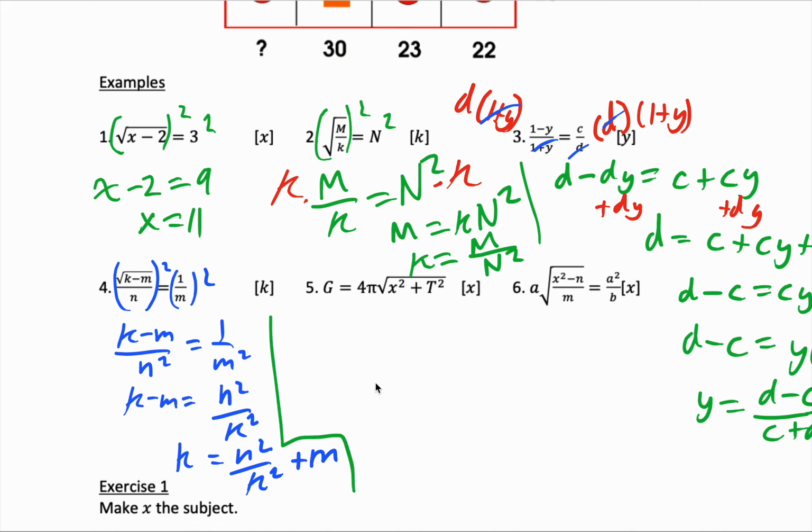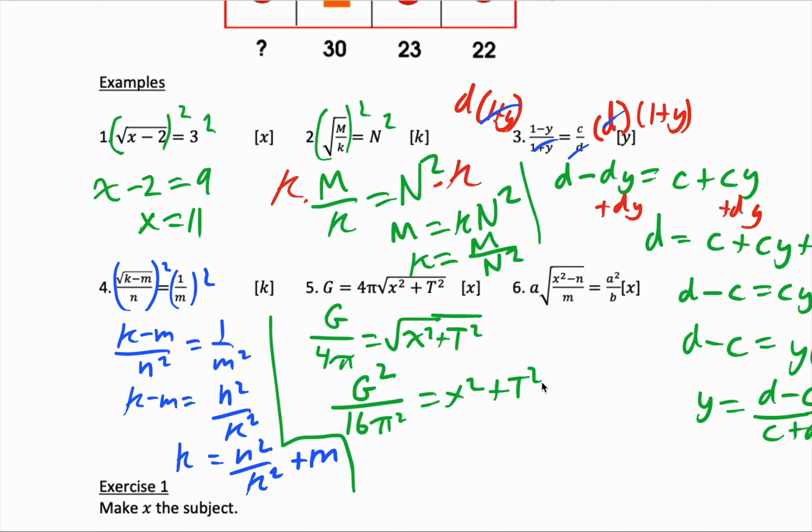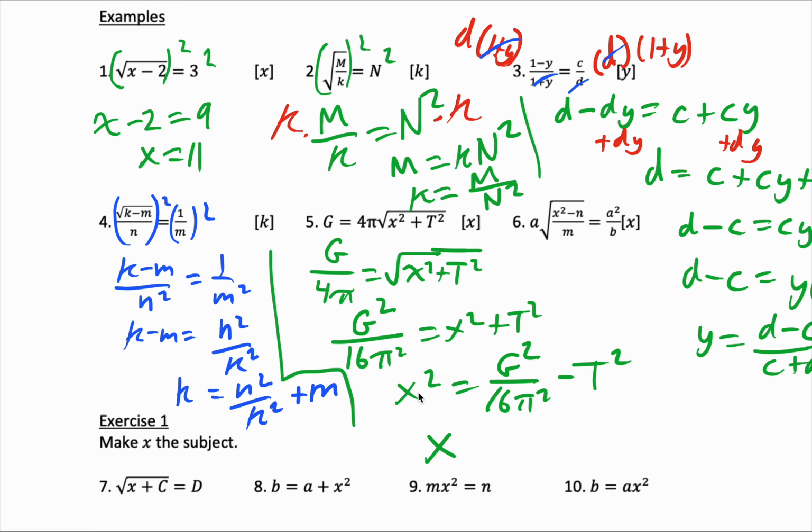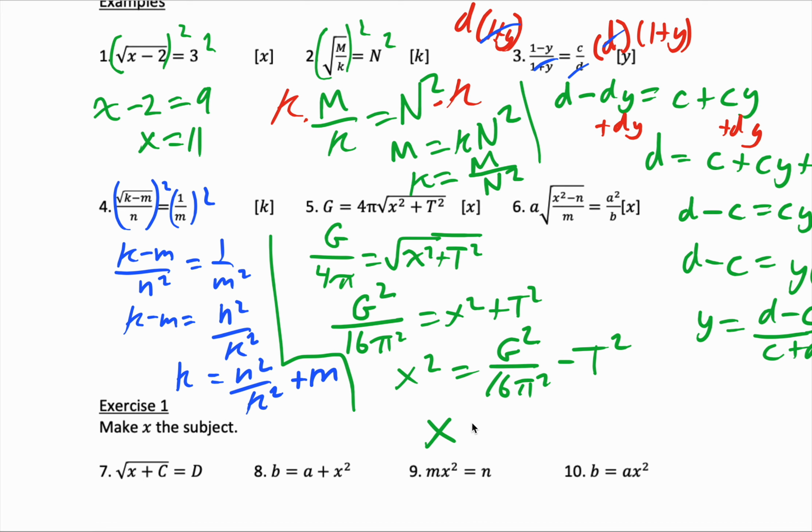Okay, in the next example, we're solving for x, so we can square both sides right away, or we can divide by 4 pi. And we get this. Then we can square both sides. We get g squared over 16 pi squared equals x squared plus t squared. Subtract t squared. And then square root. However, when you have x squared equals something, you should do positive negative square root.